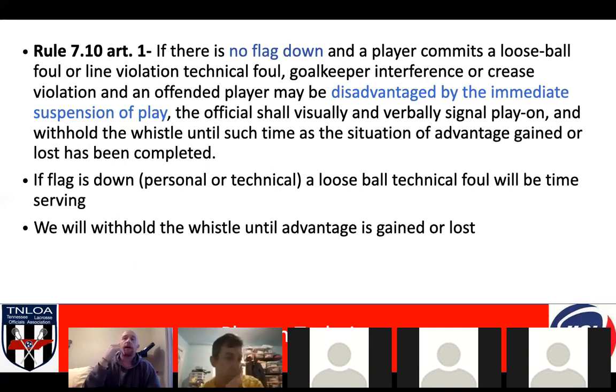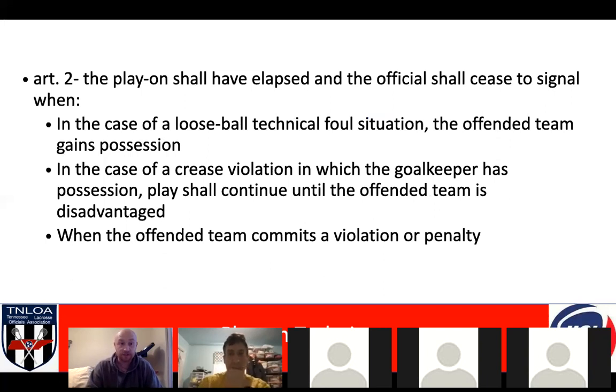And we have a play on scenario within a technical foul. We have that play on scenario, someone has to get the ball. Someone must maintain an advantage.